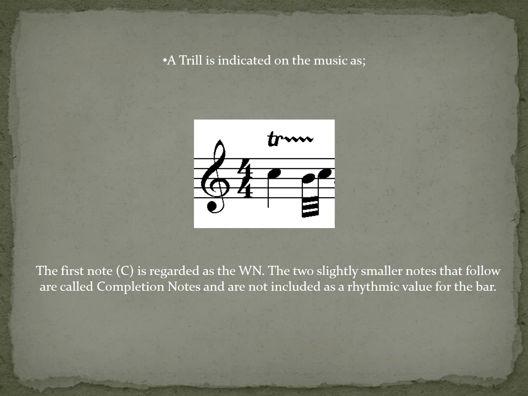Now sometimes you get two slightly smaller notes, although in this example they look the same size. On the written score they're normally slightly smaller. These are called completion notes, and they're only an indication. They're not part of the actual value of the bar, so you can ignore them when counting. They look a little bit like appoggiaturas that follow the main written note.